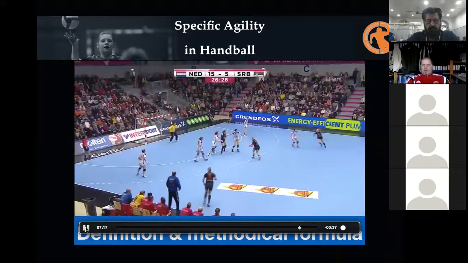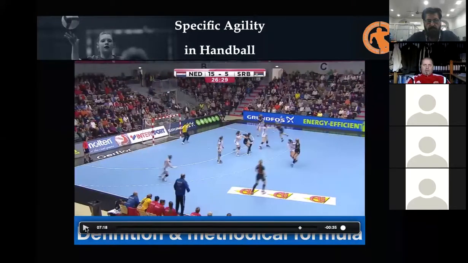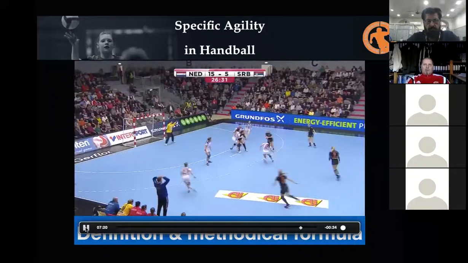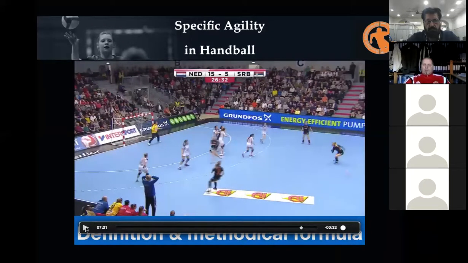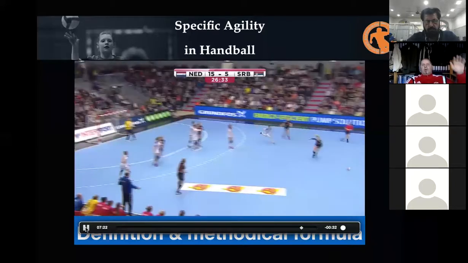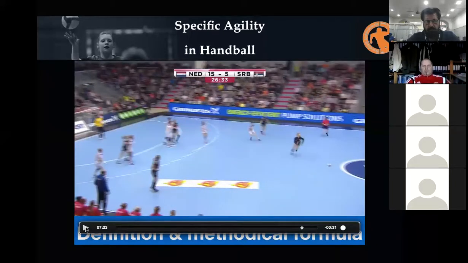You see the dark team, it's from Netherlands, in attack, and there's a bad pass from the wing player to the backcourt in that moment. Now the ball is going towards the center line. And in this situation, even if it was not intentionally a bad pass, the referees will lift the arm for a warning signal, passive play. This is what happens now.